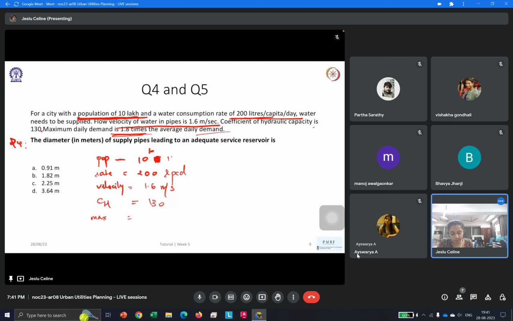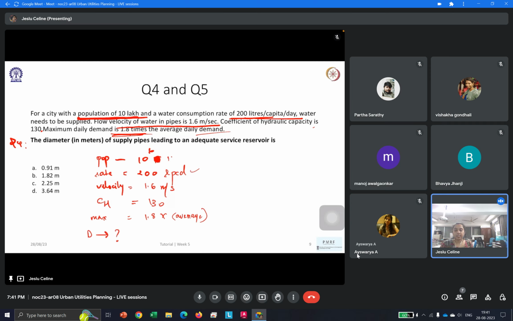Maximum demand is 1.8 times the average demand. But what is the average demand? We can get it from this, but we'll have to calculate what will be the average demand. So we will do that. And we have been asked to find the diameter.